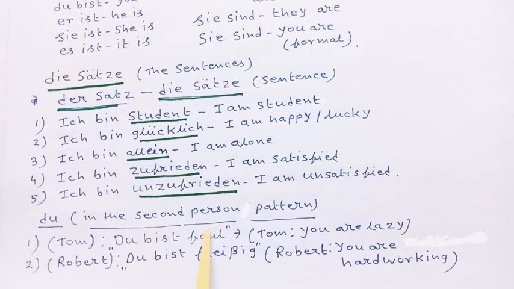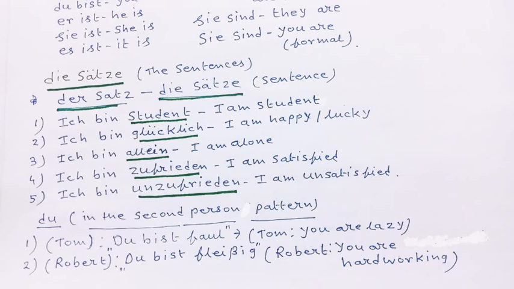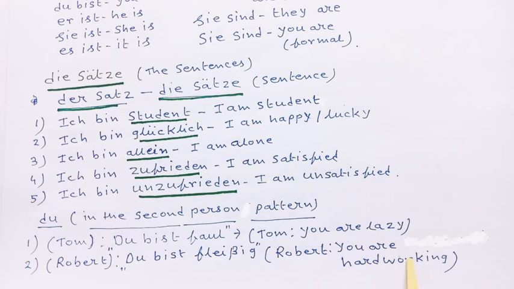Tom, du bist faul. Tom, you are lazy. Robert, du bist fleißig. Robert, you are hardworking. In German, the inverted commas in dialogue are given like this. Robert, du bist fleißig. Robert, you are hardworking. Tom, du bist faul. Tom, you are lazy.